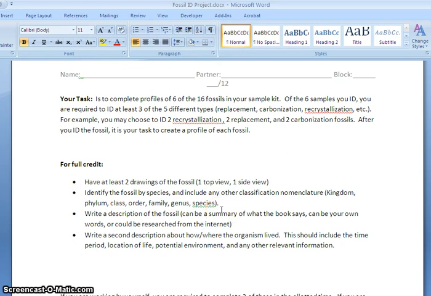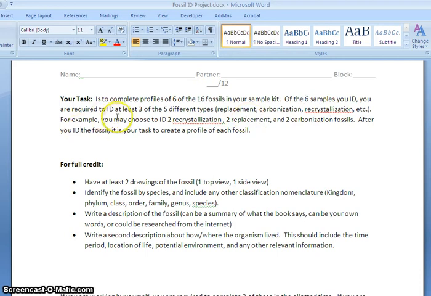Alright, so you guys today are going to be taking the stuff that you learned from our online session last time, all the different types of fossils, and you're going to actually be identifying fossils from a real set. Okay, so recrystallization, carbonization, replacement, trace fossils, those types. I want you to, of the 16 that I give you, identify 6.